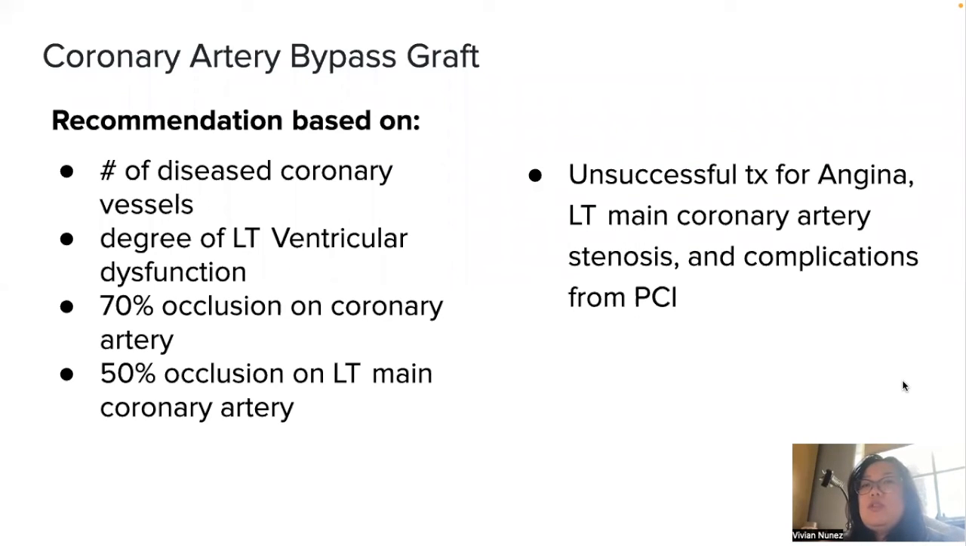To be recommended for CABG, the surgeon would have to consider a number of factors, including how diseased your coronary vessels are, how dysfunctional your left ventricle is, and the degree of the occlusion of your coronary arteries. Other things to consider would be if the patient has a history of angina or left main coronary artery stenosis, or had developed complications from PCI and those treatments were unsuccessful, the patient will be considered for CABG. Next.